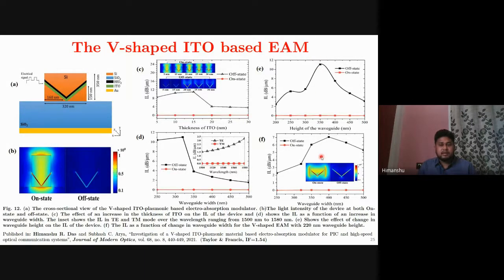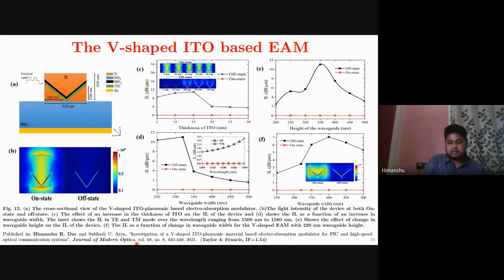Similarly, by keeping the height of the waveguide fixed at around 220 nanometer, the suitable waveguide width for the device is shown in figure 12f. Here, the suitable width for the device having a height of 220 nanometer can be observed from this slide, where we can see that the suitable width is 400 nanometer. Therefore, we choose 400 nanometer as the waveguide width for the device having a height of 220 nanometer. This work has been published in the Journal of Modern Optics.